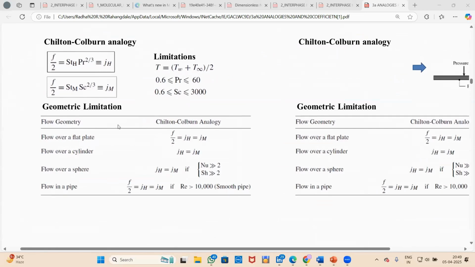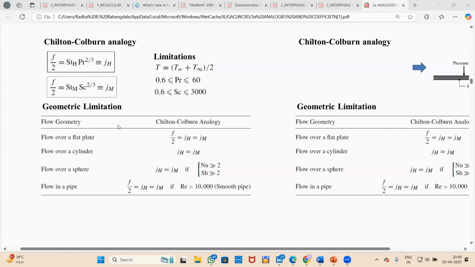Then moving forward, there are some geometric limitations of flow geometry. For flow over a flat plate, we can use f/2 = JH = JM. For flow over a cylinder, we can use JH = JM. For flow over a sphere, JH = JM if Nusselt number is greater than 2 and if Sherwood number is much greater than 2. For flow in a pipe, we can write f/2 = JH = JM if Reynolds number is greater than 10,000 for a smooth pipe.